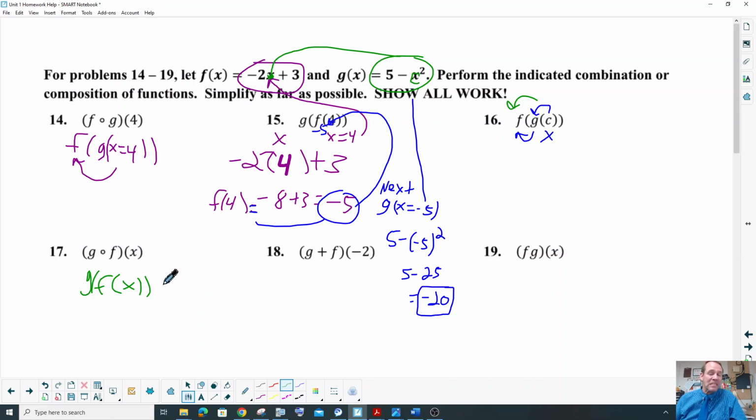and that'll be nicer looking. Okay, so now we're going to take f and plug it into g, is what that wants you to do. So g of f of x means take the whole function of f, the whole equation, and plug it into g.